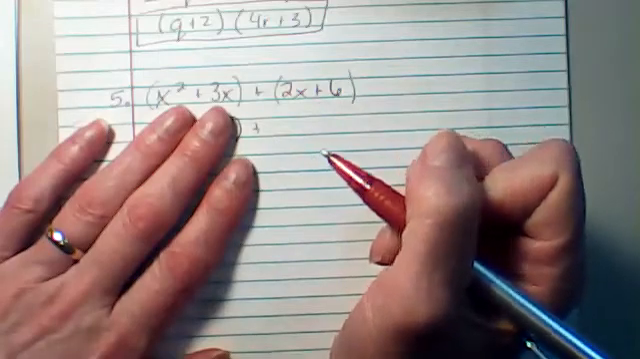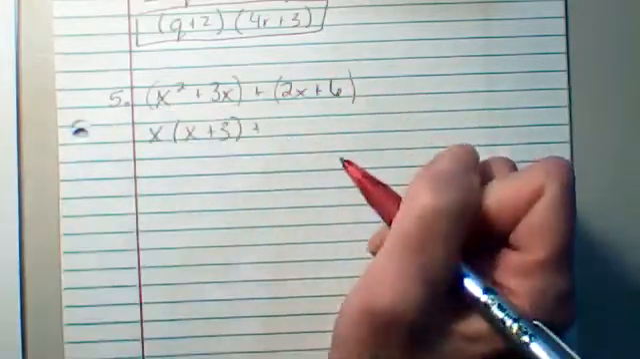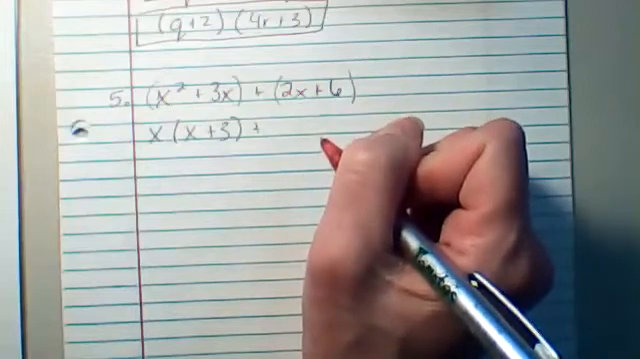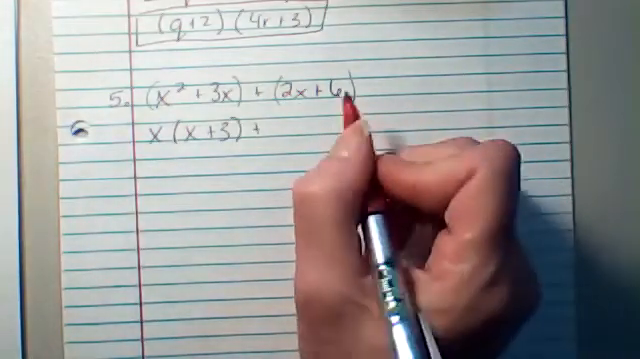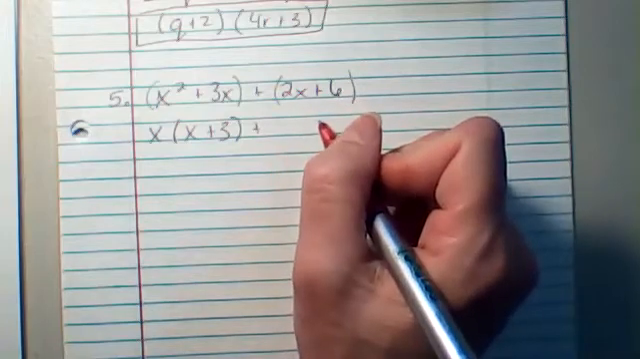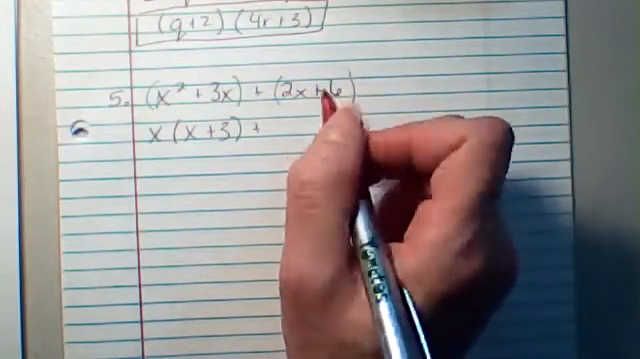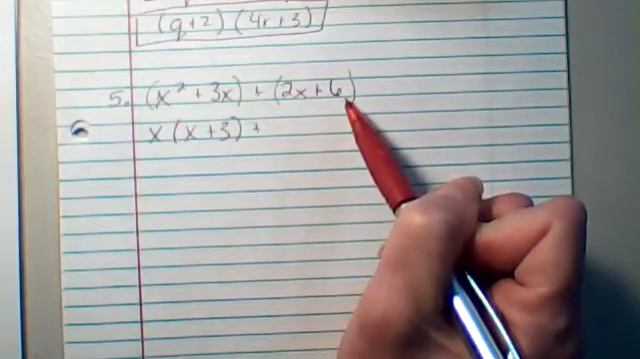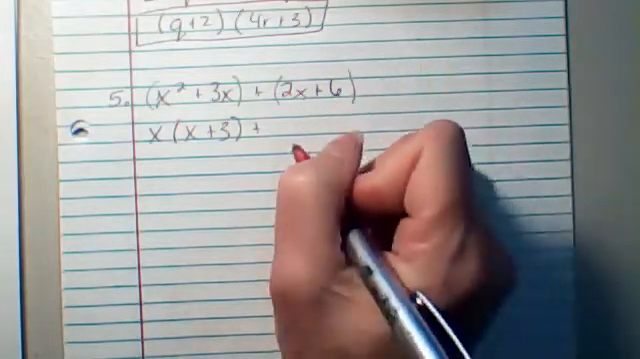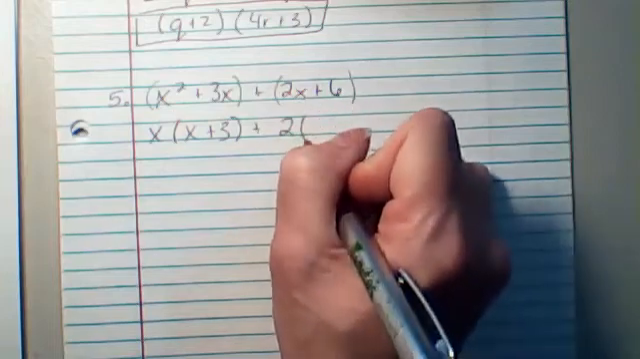Don't lose that positive there. What can I factor out of these 2 things? What could I divide both of these by? If you can't look at it and tell, you can always write out its prime factorization like we did for assignment 1. But I can tell, all right, I can't factor an x out of both of these because this one doesn't have an x. But I can factor a 2 out. They're both divisible by 2.